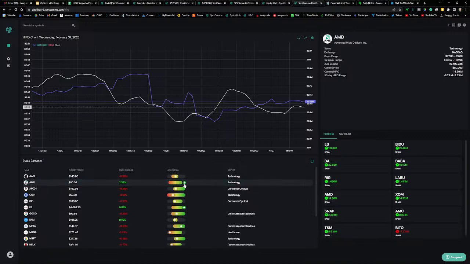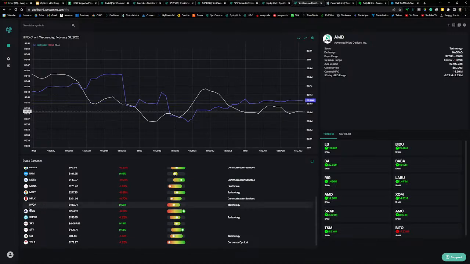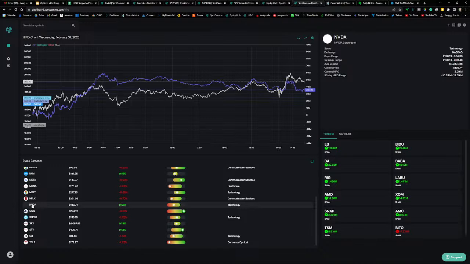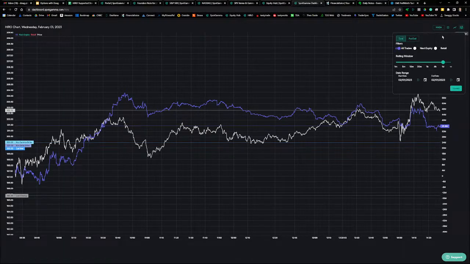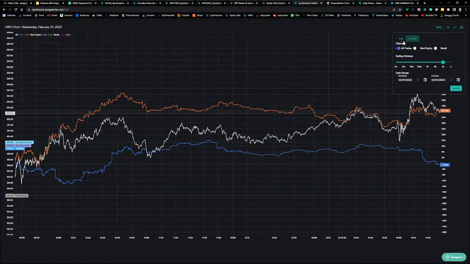Let's take a look at Hero. First of all, notice the strong Hero signal here for AMD. Kind of a medium Hero signal for NVIDIA. Traders are buying calls. Notice the rising orange line shown here in the morning.